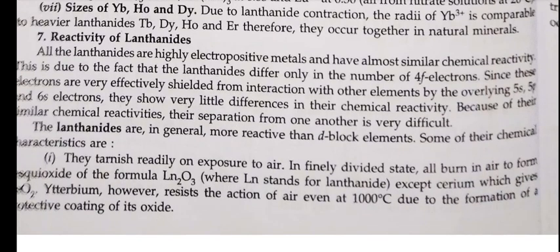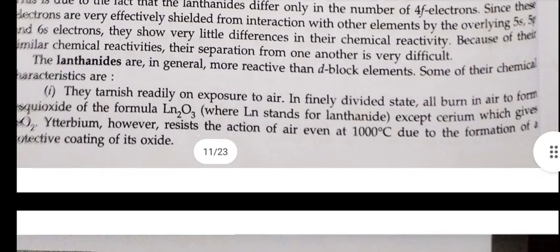Reactivity of lanthanides. All the lanthanides are highly electropositive metals and have almost similar chemical reactivity. This is due to the fact that the lanthanides differ only in the number of 4f electrons. Since these electrons are very effectively shielded from interaction with other elements by the overlying 5s, 5p, and 6s electrons, they show very little difference in their chemical reactivity. Because of their chemical similarity, their separation from one another is very difficult.